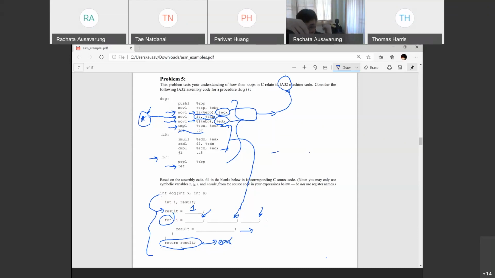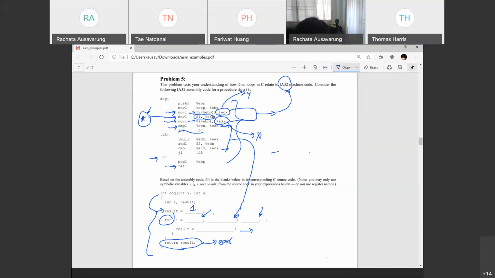The one that's +12 is y. So this is +12, so this is y, and this +8 is x. So EDX is x, and then ECX is y. What does it compare? It compares ECX to EDX, right? And if ECX is greater than or equal to EDX, you exit the loop.